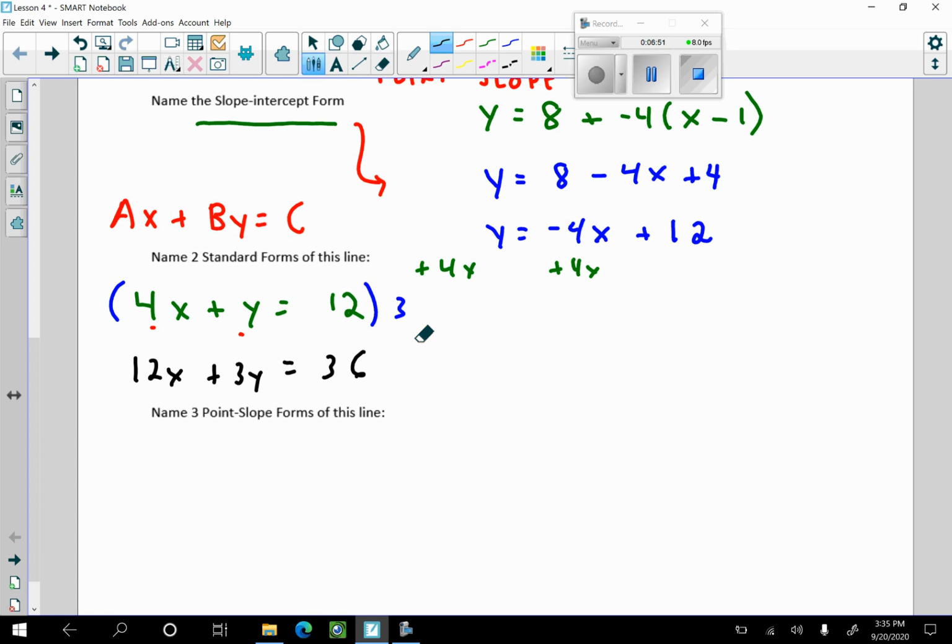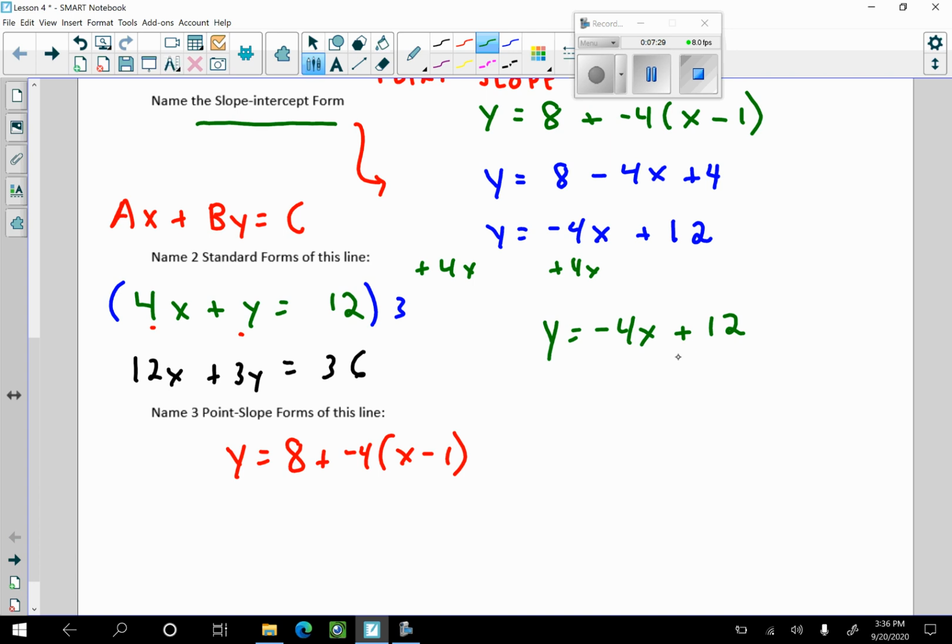And now the question asks for 3 point slope forms of this line. Well, what I'm going to need then is 3 points that the line goes through. I already have one that I started out with, so my first one is simply going to be y is equal to 8 plus -4 times x minus 1. That's 1 point slope form. What I need to do is find 2 more points on that line, and I'm going to use this equation right here to find a couple other points on that line.